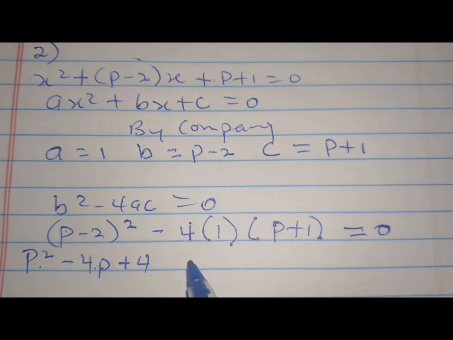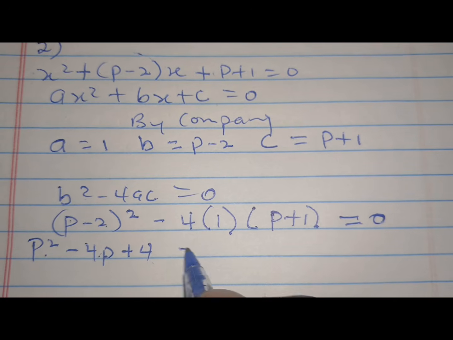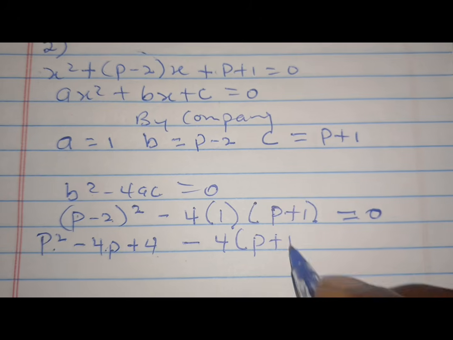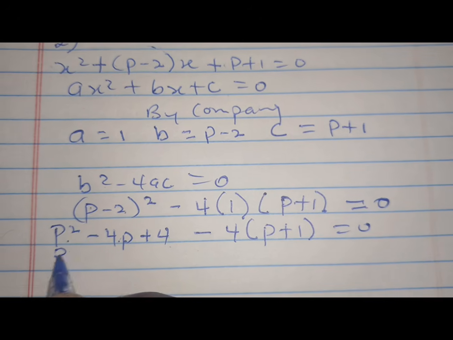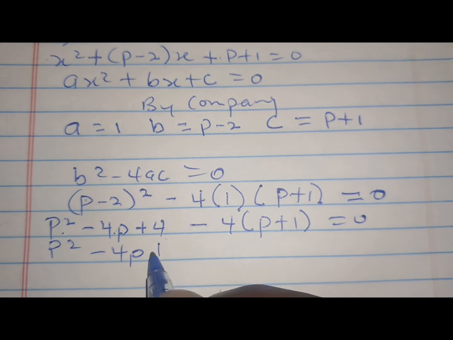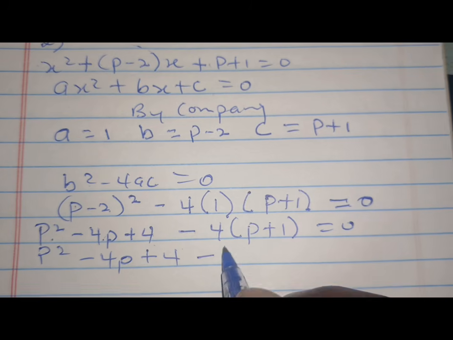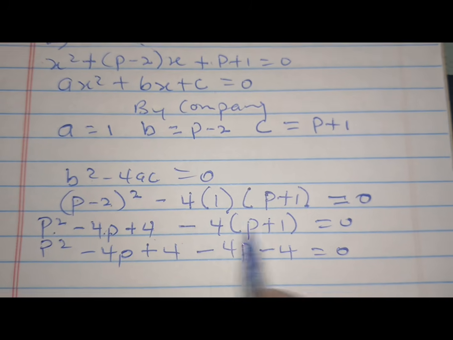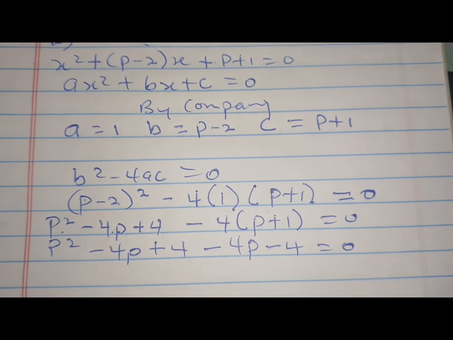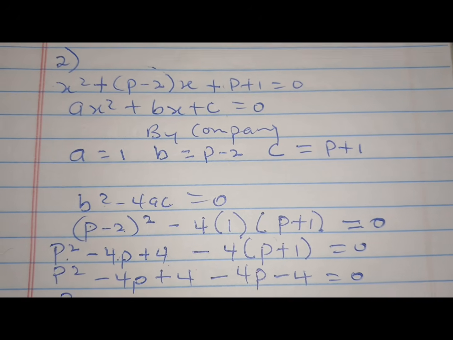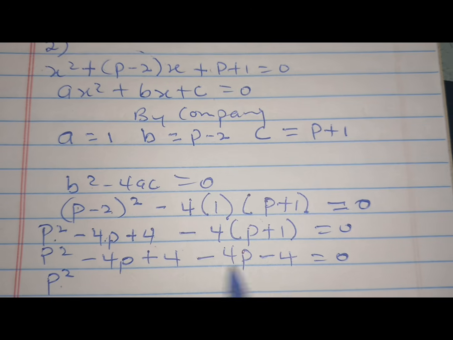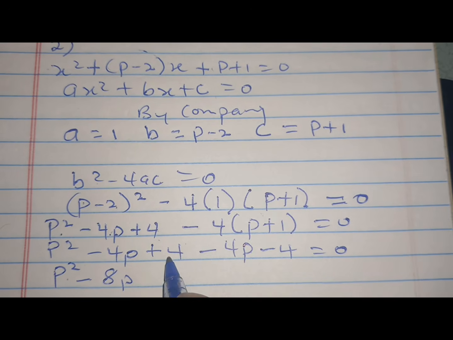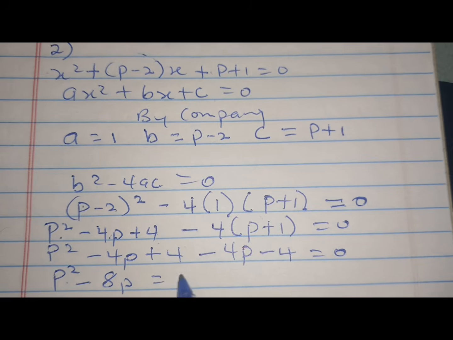And let's expand this one. 4 times 1 is 4. So 4 times p. Now let's do it this way for you not to get lost. Now we have p squared minus 4p plus 4 minus 4p minus 4 is equal to 0. We expand the bracket here. So now we can group like terms. So we have p squared minus 4p, which is minus 8p, plus 4 minus 4, so that will be 0.